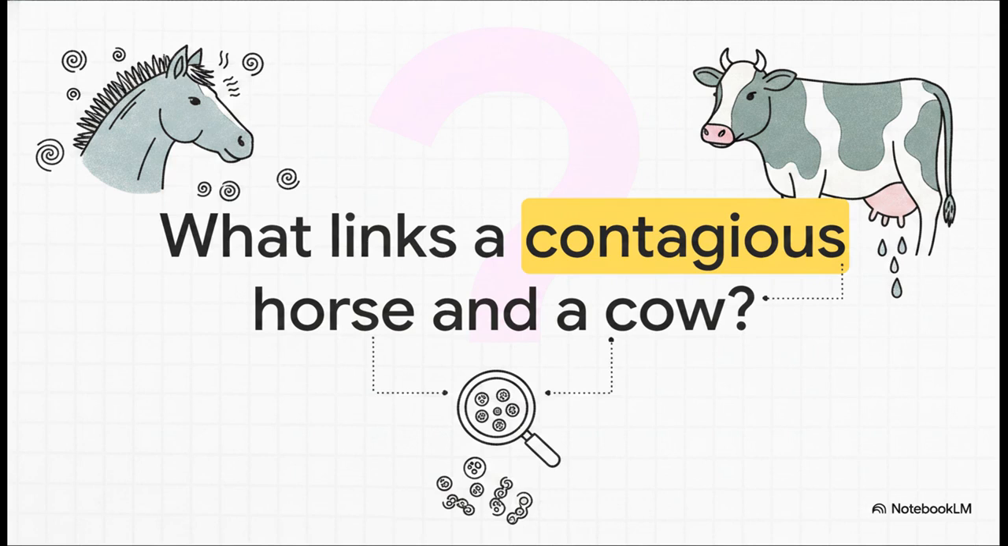What do a highly contagious feverish horse and a dairy cow with infected milk actually have in common? On the surface, well, absolutely nothing. But if we look under the microscope, it's a completely different story. Today, we're diving into a microscopic detective story, tracing real laboratory clues to solve some serious, real-world veterinary cases.